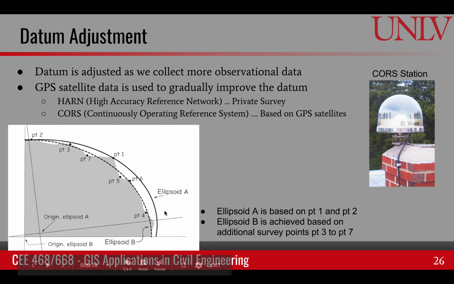Here's an example. Let's say that a long time ago we had point 1 and point 2, and we fit ellipse A, or ellipsoid A, to model the surface of the Earth. And over time we developed some more observations, 3, 4, 5, 6, and 7, and we can improve our estimate of the ellipsoid by taking into consideration these points. And you can see that in general the error has reduced by our better understanding of the ellipsoid, or basically we have adjusted the datum by adjusting the ellipsoid.